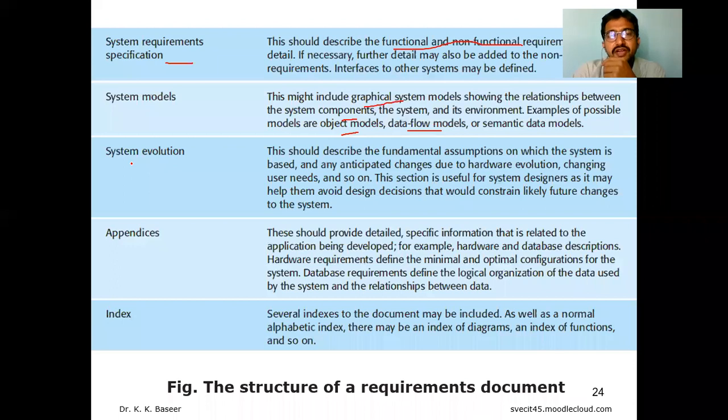Not only that, we can also add the next chapter, that is system evaluation. If you want to anticipate any changes for hardware evaluation, you need to allow your system to upgrade, to update your RAM or any external hardware that is required. The next chapters we can add are appendices, as we just discussed, as well as the index.